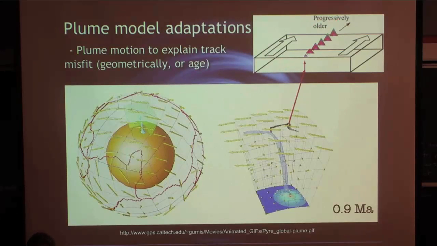If it's moving across track while your plate's moving this way, then your plate will be recording plate motion plus some sort of wandering plume. So you'll be trying to fit a plate motion model to islands that went left and right compared to where the actual plate track should be.